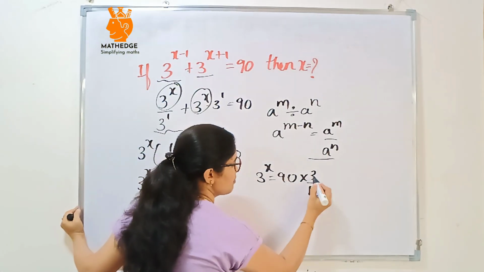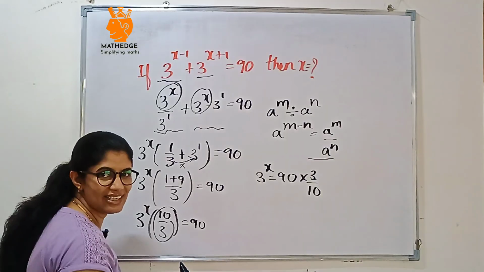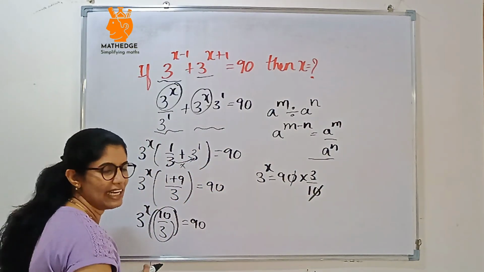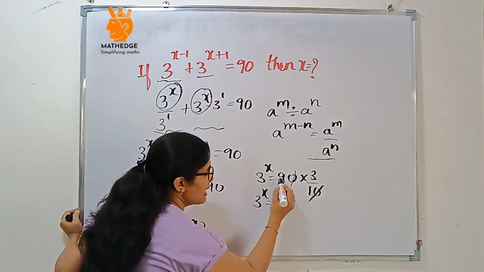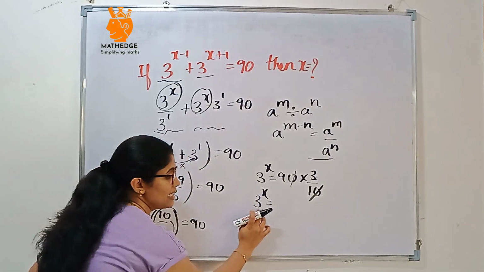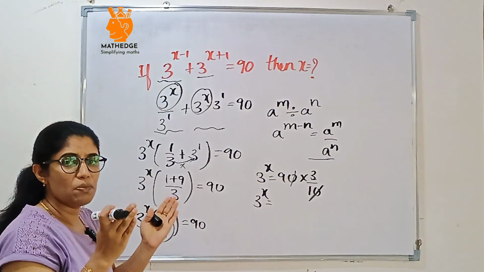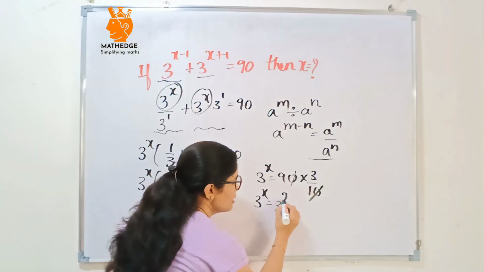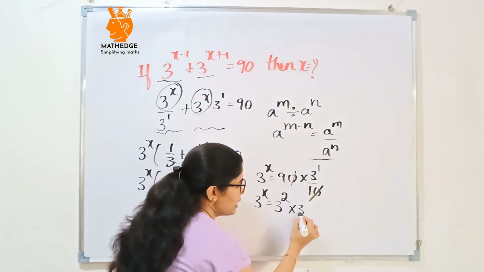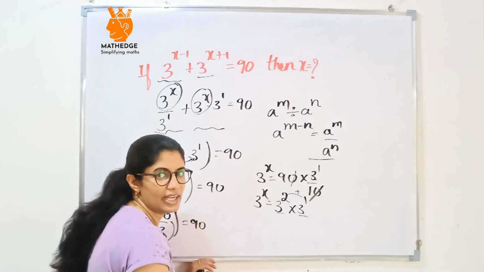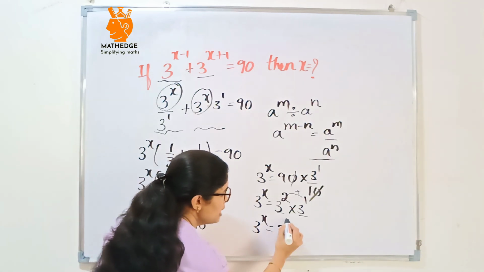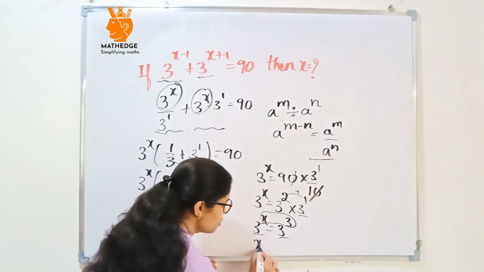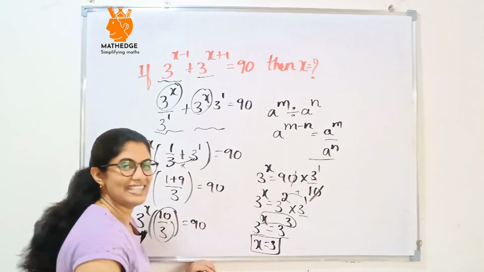So 3 by 10. Then if you observe, 10 and 90 both come in the same table, or you can just cancel 0, 0, so you'll end up with only 9, right? Then 3 power x, and 9 can be written as 3 square. Because both sides are in the same base, we can equate the powers. So this I will write as 3 square into 3 power 1, right? Again, base is same, we can add the powers, right? 3 power x is equal to 3 cube. Then base is same. Can we equate the powers? Yes, we can equate. So x is equal to 3. This is the answer for this question.